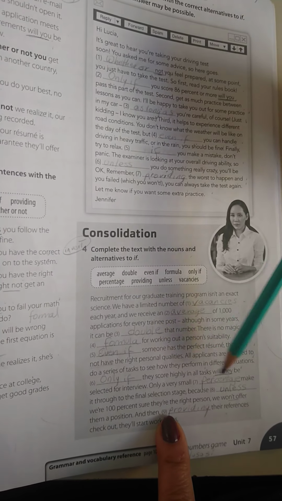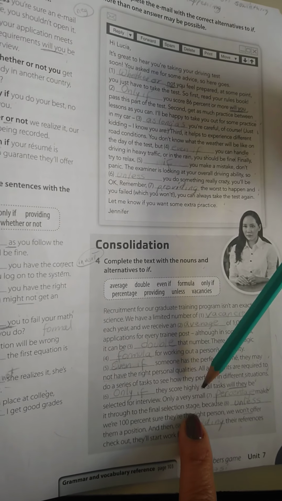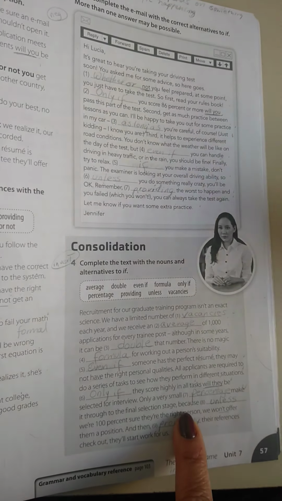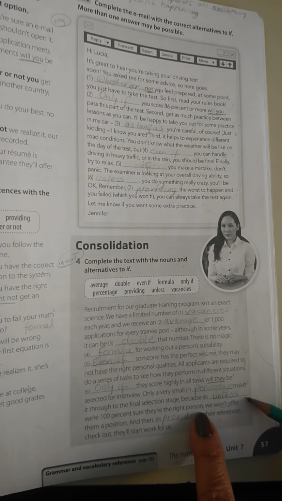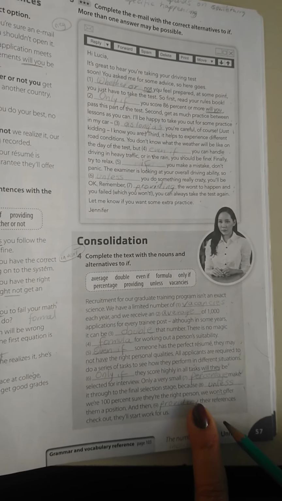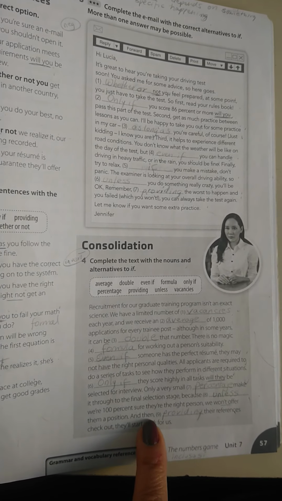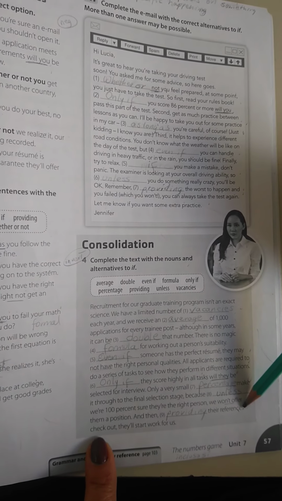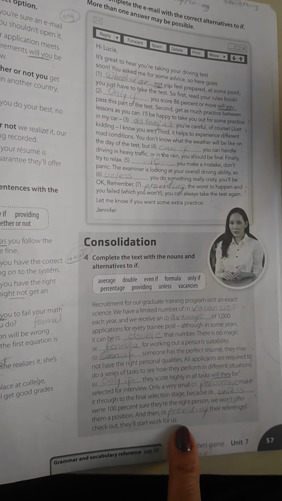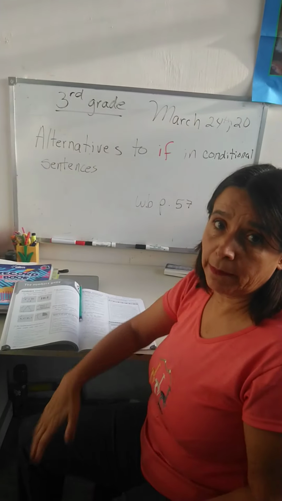Only a very small percentage make it through to the final selection stage, because unless we are 100% sure they are the right person," here we have a negative, "we won't offer them a position. And then, providing their references check out, they'll start work for us." So if in the references everything goes okay, you will get the job.